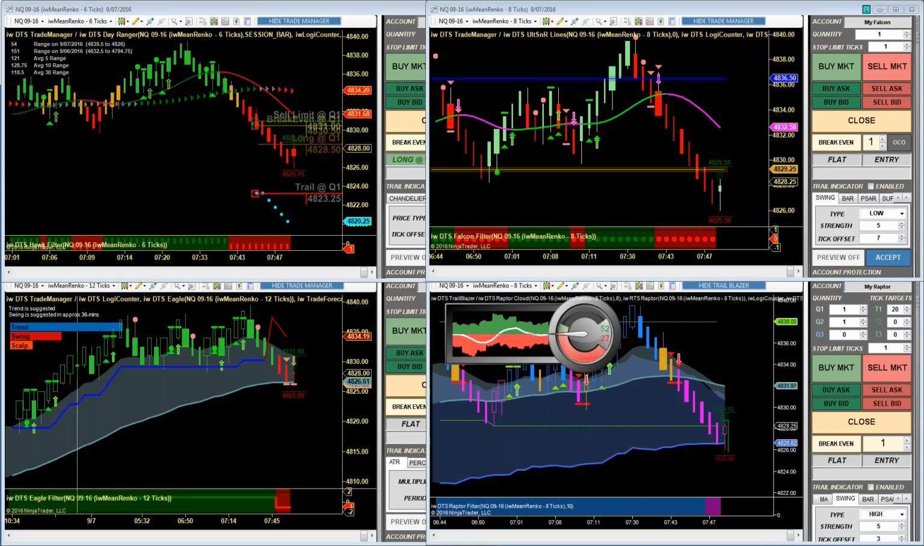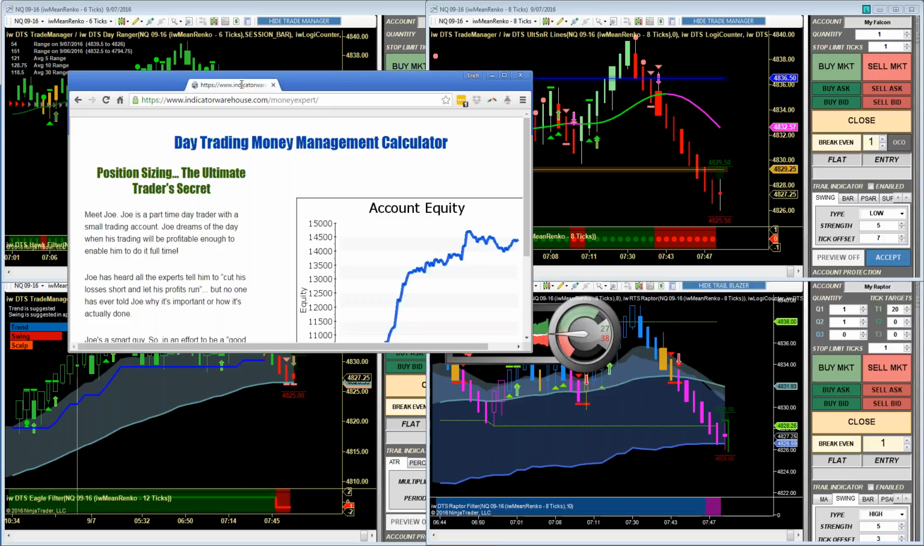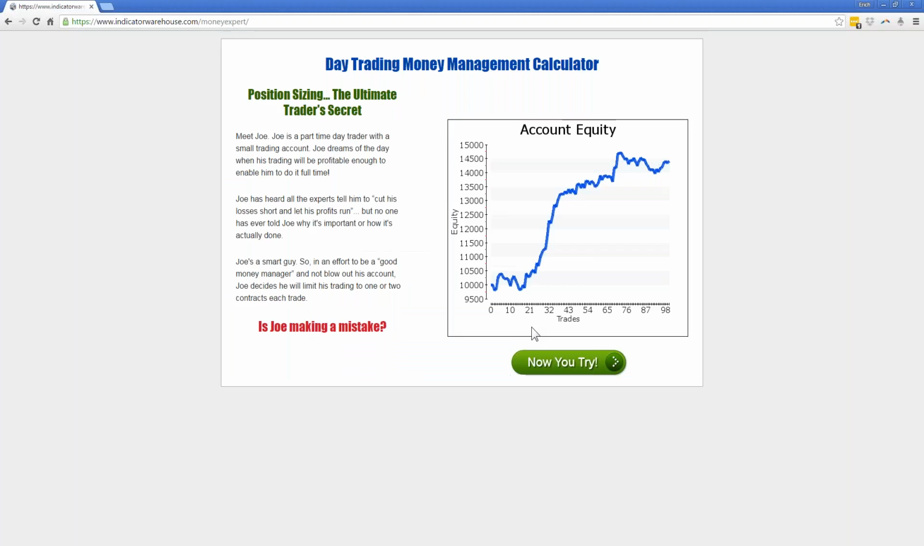Let me see if I can show you this particular tool. Many of you will have seen this. All right, there's nothing going on, so this will be a good way to finish the session. This tool here is called the Money Expert. You go to indicatorwarehouse.com/moneyexpert and play with it yourself. It's all about position sizing. It tries to drive home the importance of position sizing.